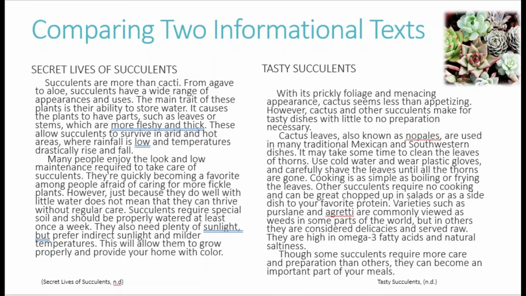Next, tasty succulents. With its prickly foliage and menacing appearance, cactus seems less than appetizing. However, cactus and other succulents make for tasty dishes with little to no preparation necessary. Cactus leaves, also known as nopals, are used in many traditional Mexican and southwestern dishes. It may take some time to clean the leaves of thorns. Use cold water and wear plastic gloves and carefully shave the leaves until all the thorns are gone. Cooking is as simple as boiling or frying the leaves.